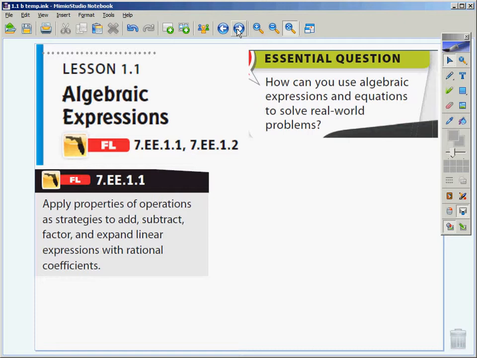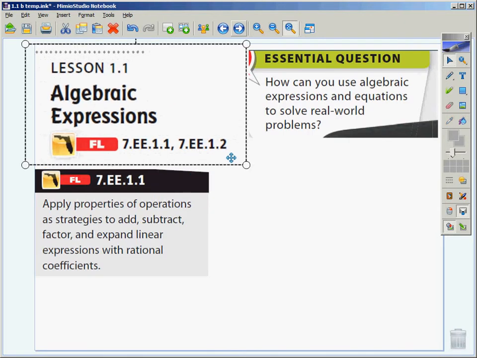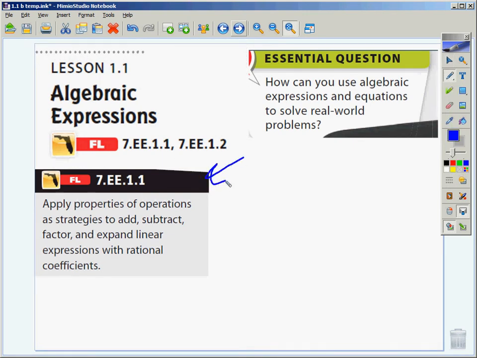This is the Florida standard. If an administrator were to come in and said, do you know what your learning objective is today? This is, in fact, your learning objective. Students will be able to apply properties of operations as strategies to add, subtract, factor, expand linear expressions with rational coefficients. That's really what we should be looking at.